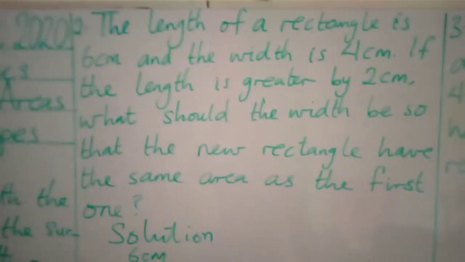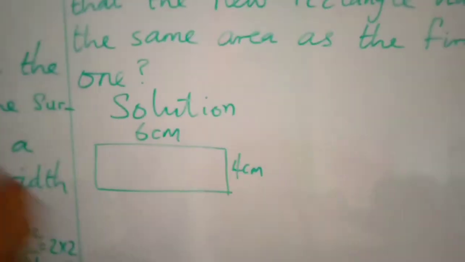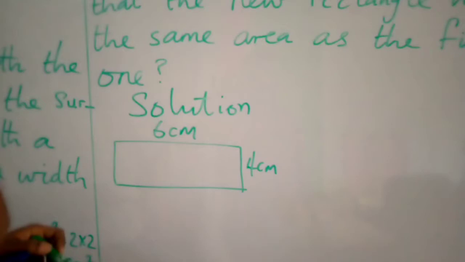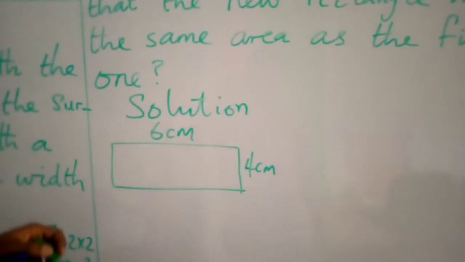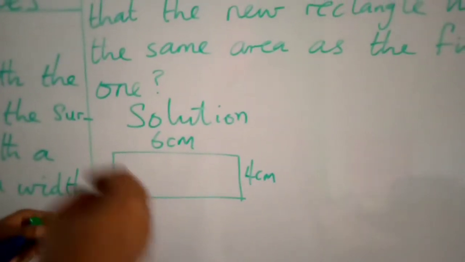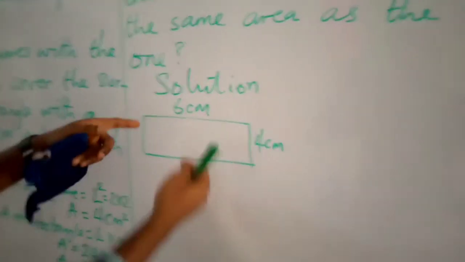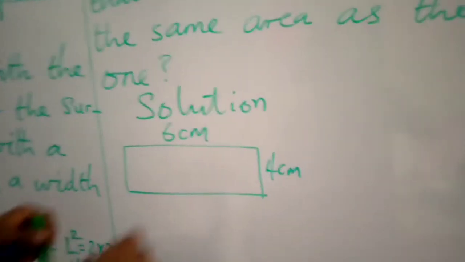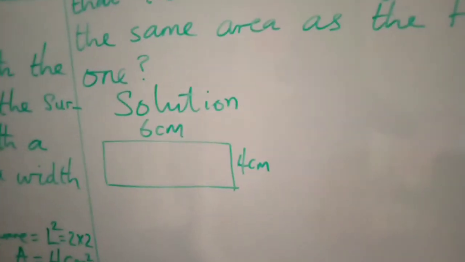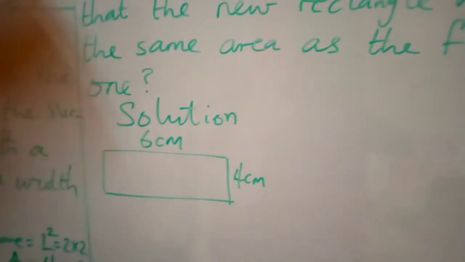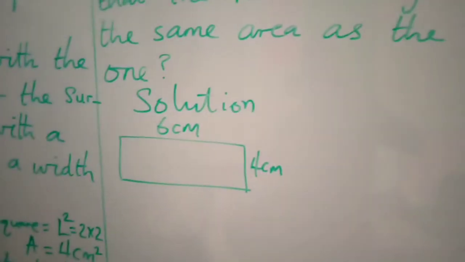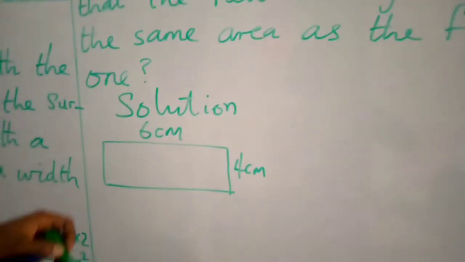Now we want to know what to do. After getting the area of this rectangle, we are asked that the length was made greater by 2. Now if it is greater by 2, we want to know what we can do to make the width and the new length give the same area as the first one. If the area of the first one is 10, the area of the second one also must be 10. That's what we are asked to do. What can we do to make them the same?